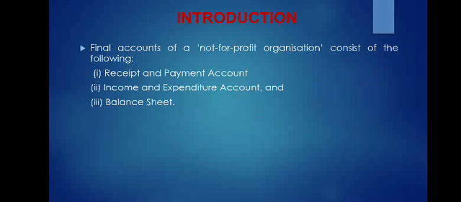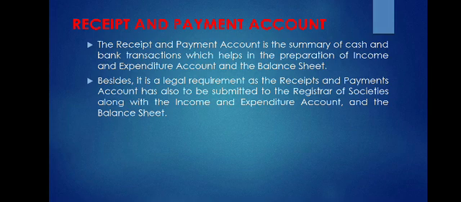The final accounts of a not-for-profit organization consist of the following: receipts and payments account, income and expenditure account, and balance sheet. We'll look at each account separately. The first one is the receipts and payments account. As we know, not-for-profit organizations maintain a receipts and payments account to record transactions related to cash items. The receipts and payments account is a summary of cash and bank transactions which helps in the preparation of the income and expenditure account and the balance sheet.